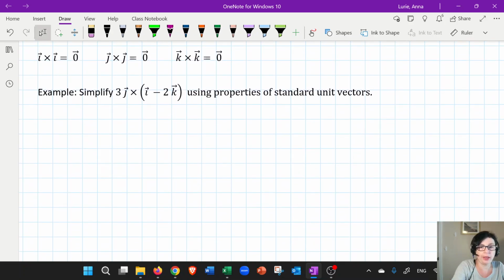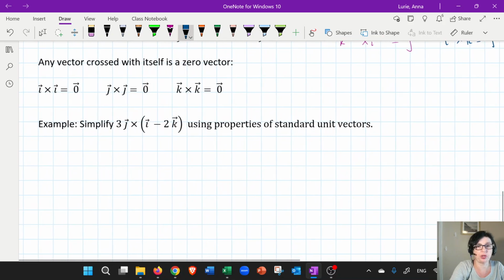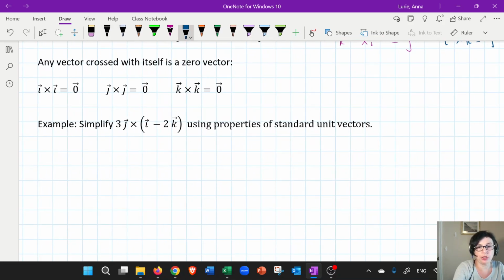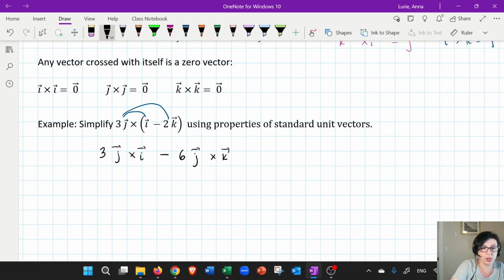Now let's go ahead and see if we can simplify this expression. So first, I actually need to use the distributive law here, which works with cross product. So I am going to get 3 j cross i minus, now 3 times 2, that's 6, j cross k. So I just need to remember what this is. Okay, so let me show you again. So this is i, this is j, this is k. And I just want to remember that if I am moving counterclockwise, then that's going to be a plus.